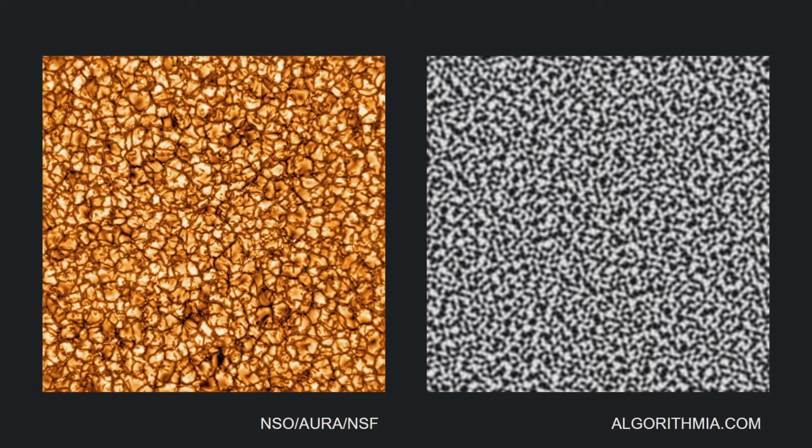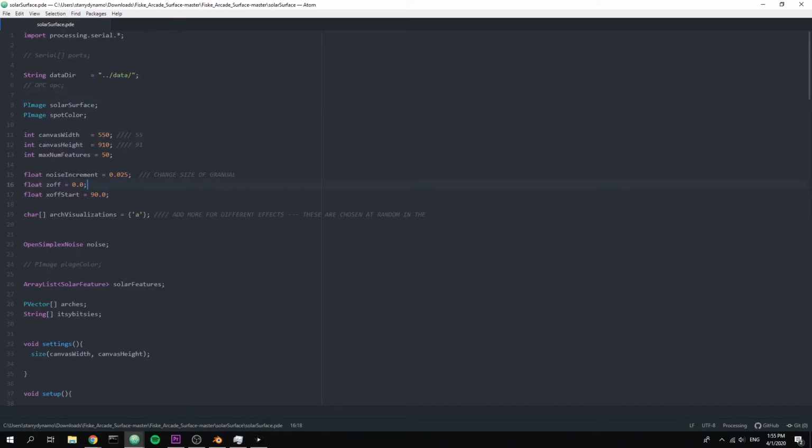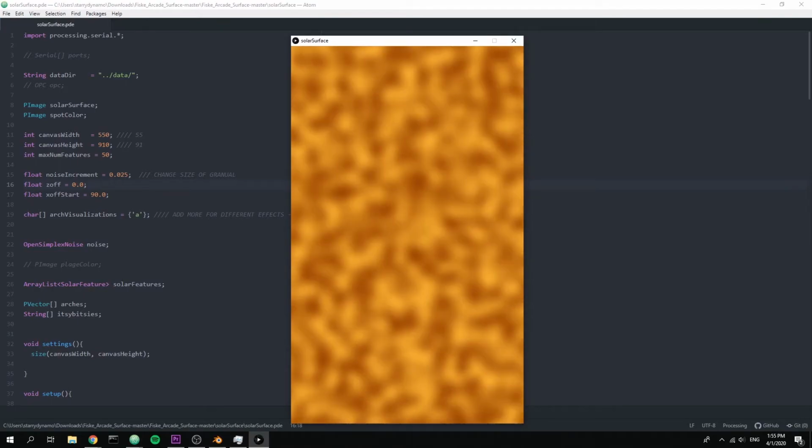And so looking at the image here on the left, this is an actual photograph of the surface of the sun. And then on the right is a visualization of something called simplex noise. Now, simplex noise isn't a perfect replica of the sun, but I think visually they have that same sort of flux, that same sort of flow. And given the resolution that we're working with, it fits on the arcade.